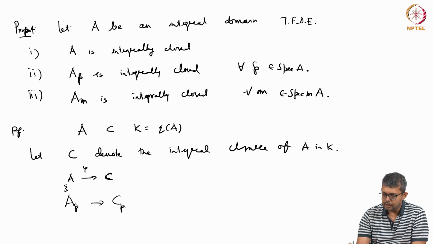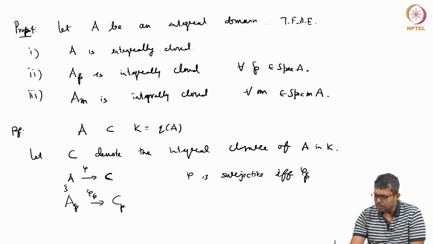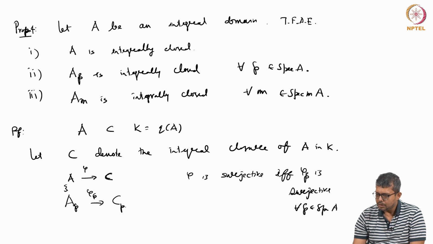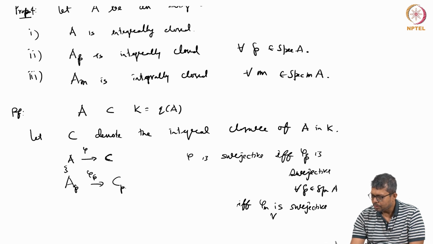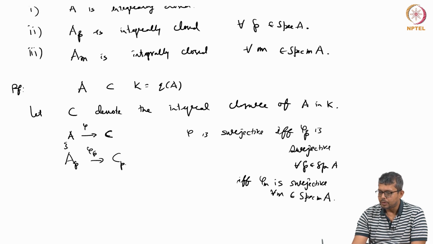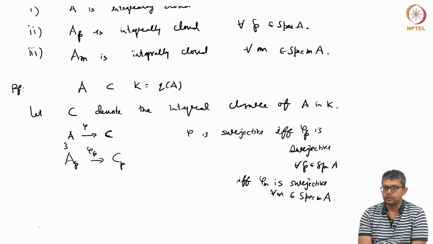So, phi is surjective if and only if phi_P is surjective for all P, if and only if phi_M is surjective for all maximal ideals M. So, using these two facts, you see that the proof follows, right?